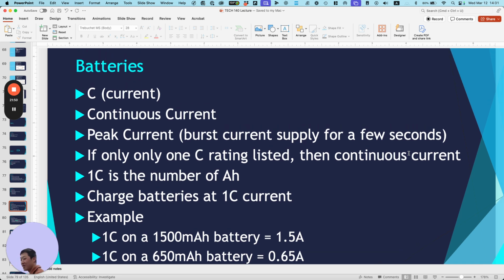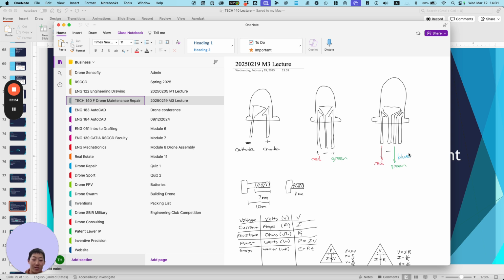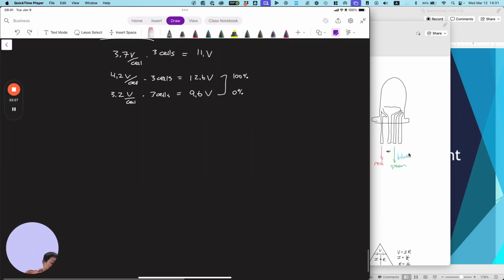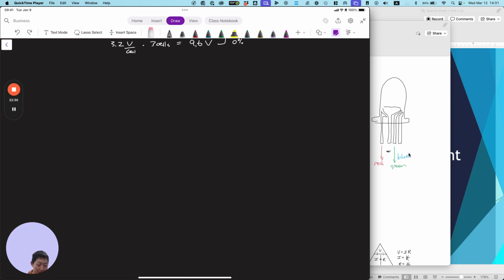Okay, now C rating. Here, grab a battery and pass it down, that way you can all look at this and follow along while I explain everything. Go ahead and look at the battery here, and we'll start off by going over what we already know. What are some things that you see on here? What are some numbers that you see?